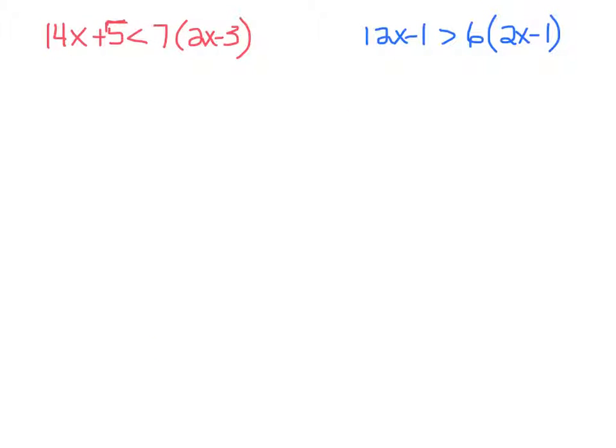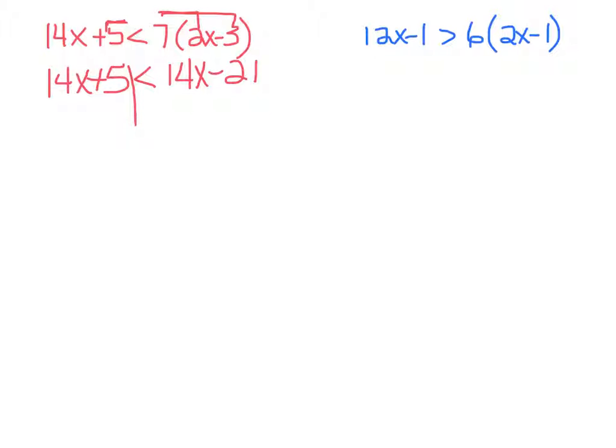Here we have two more examples, and they're going to be special cases. In red, we have 14x plus 5 is less than 7 times the quantity of 2x plus 3. We need to simplify this before we go any further. So the left side, 14x plus 5, cannot be simplified, but the right side, the 7 can be distributed, and that will give us 14x minus 21 when you distribute that 7 to each one of those numbers.